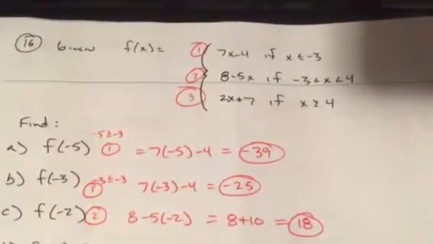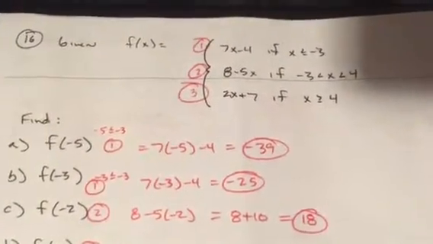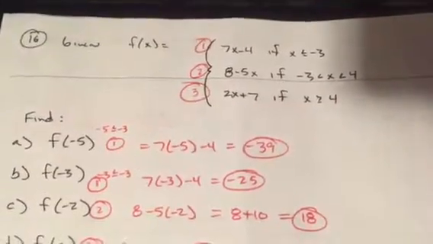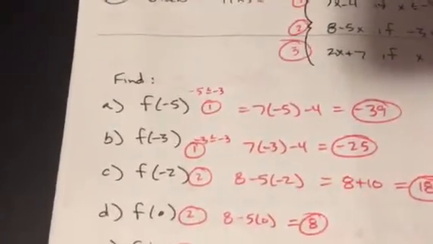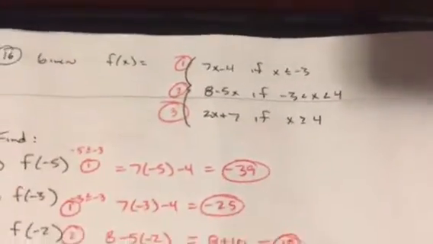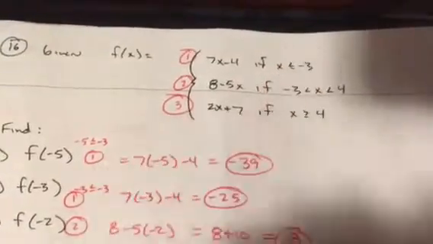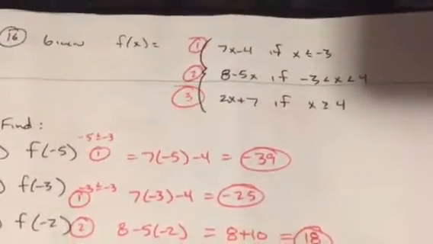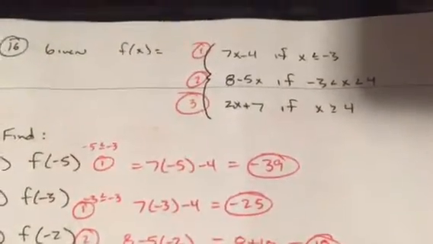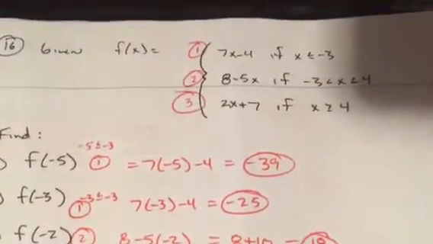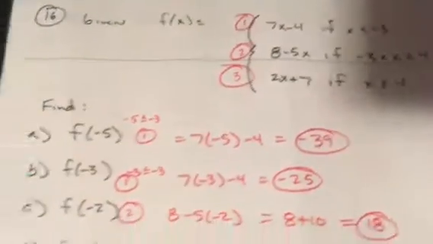90.9, the quadratic here. Given f of x is equal to this piecewise function. Guys, it's all about figuring out where your value of x can go. See where it says find f of -5. F of -5 goes in the first equation because it's definitely less than or equal to -3. -5 is less than -3, so use the first equation. You do 7 times x, which is 7 times -5, minus 4, is -39.